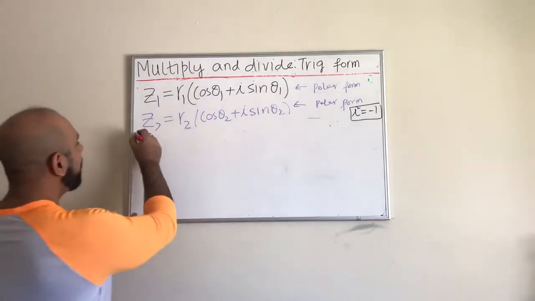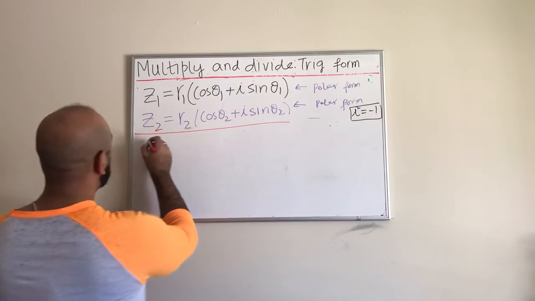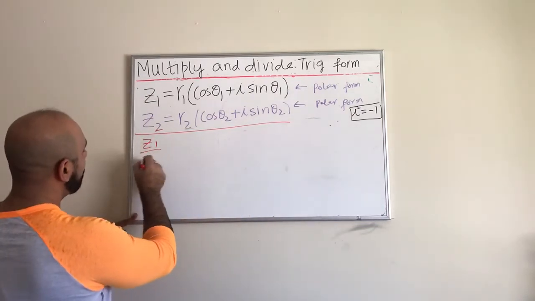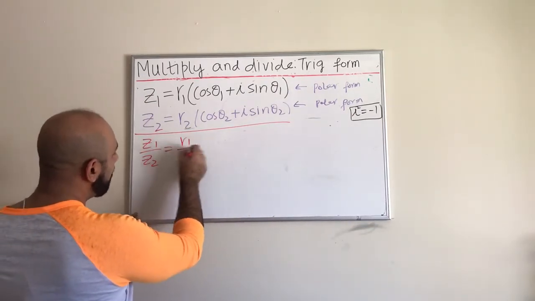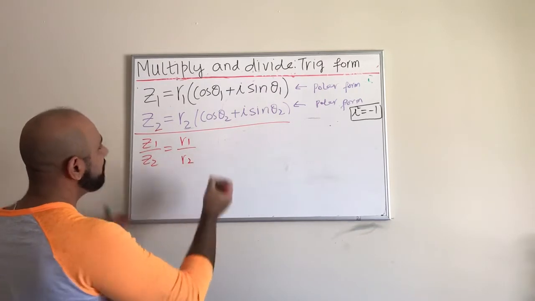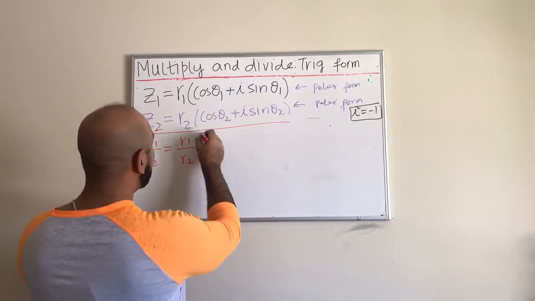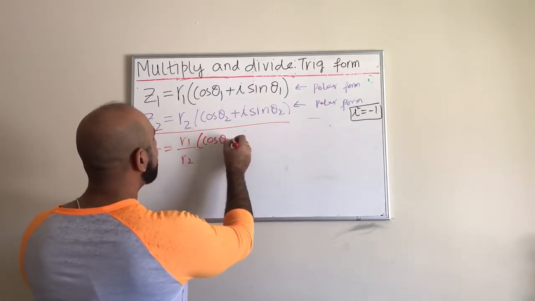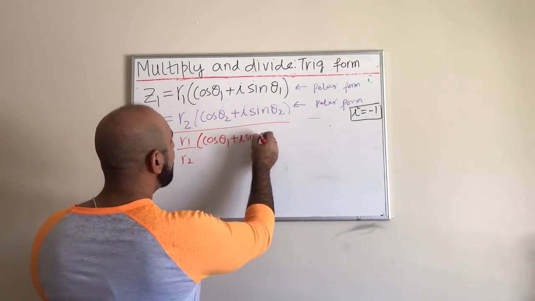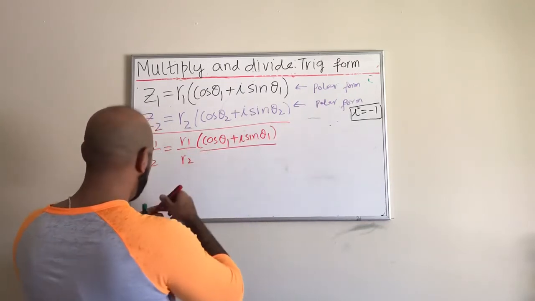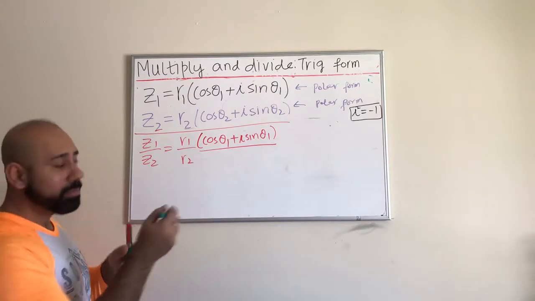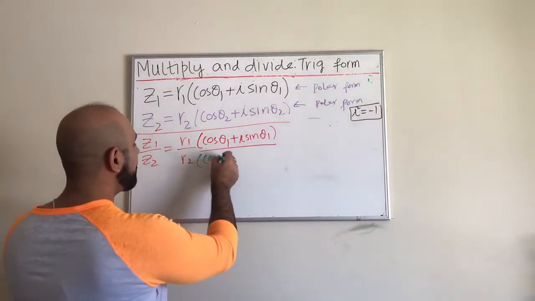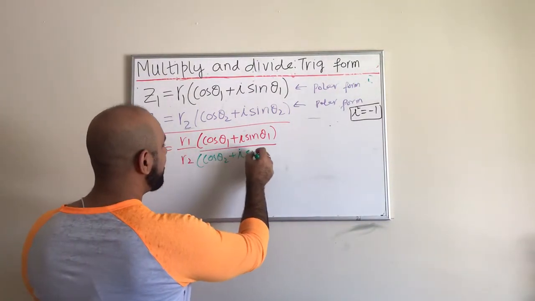Okay, so we already have those complex numbers. Let me take the quotient of z1 over z2. Obviously it's going to be r1 over r2. We have to divide those absolute values, nothing really crazy about it. And then for the rest, we write cosine theta 1 plus i sine theta 1, and in the denominator, cosine theta 2 plus i sine theta 2.